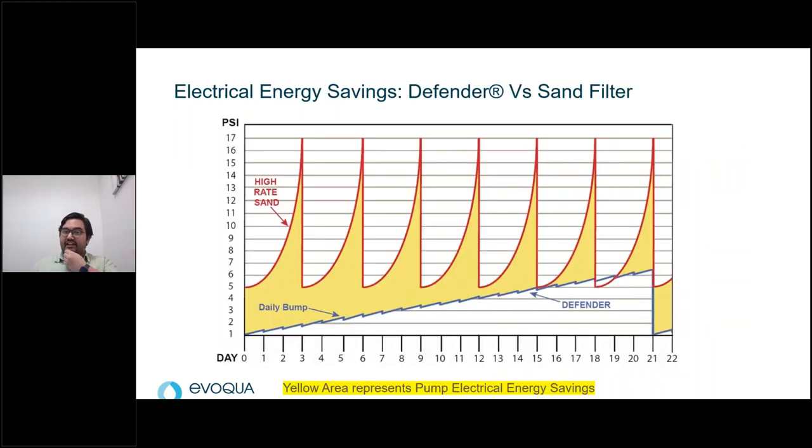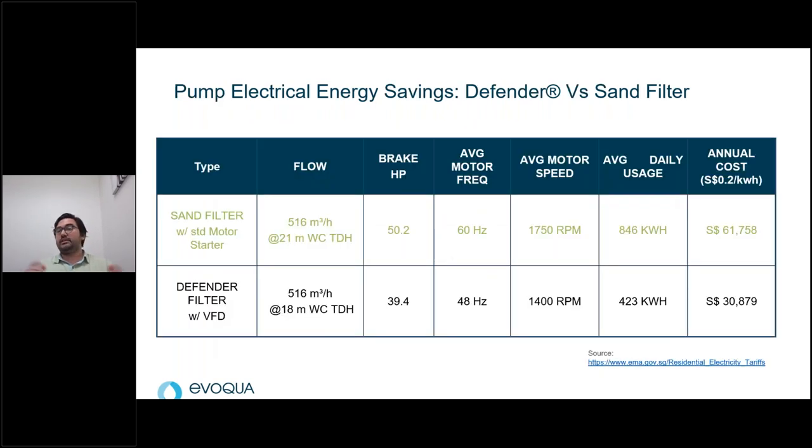So what is the electrical energy saving? By using the Defender filter, which is under the concept of surface filtration, you will not need a bigger pump to push the water through the filter. You can see this is an example chart of an analysis that we have done. The red line indicates the backwash frequency for sand filter, which is every 3 days. Whereas the Defender is the blue line, which has a daily bumping. The yellow area indicates the energy saving that you will get by using the Defender filter.